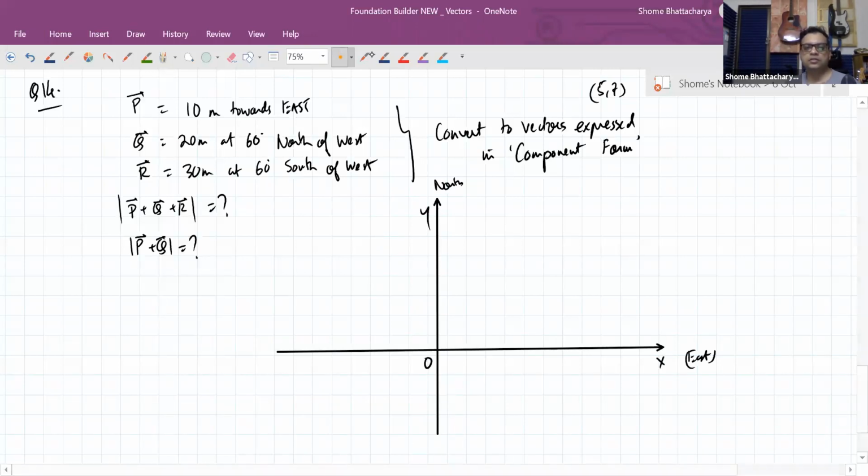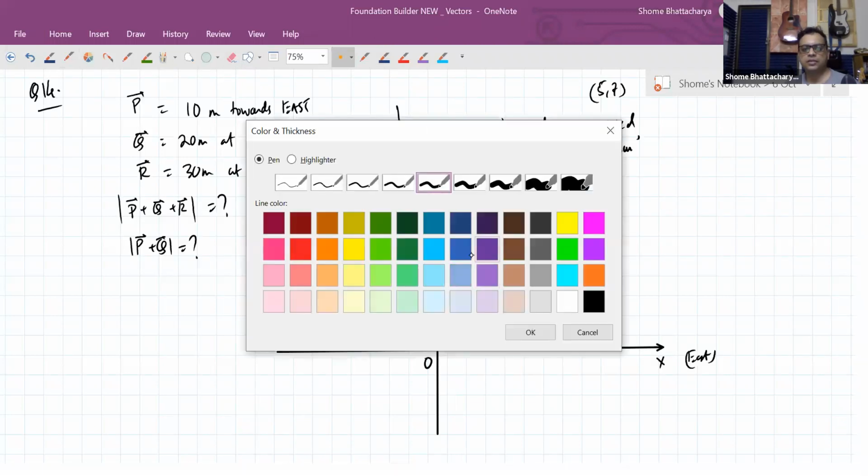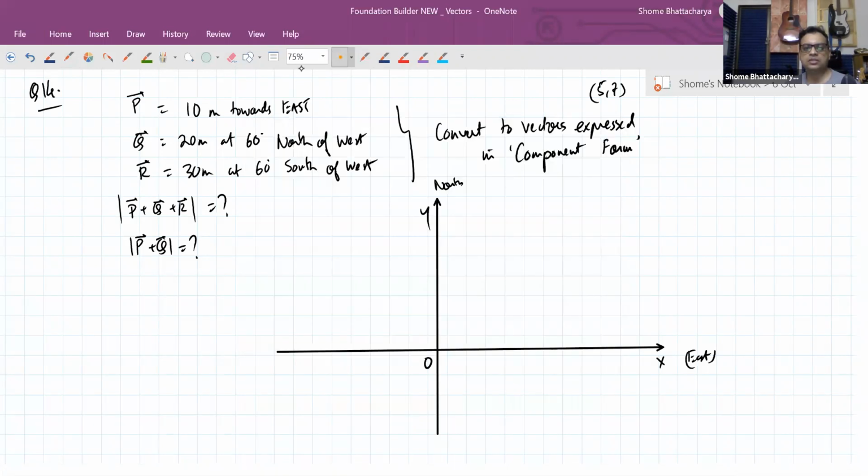So now let us first visualize the vectors themselves in this, then we will write them in component form. The vector P is 10 meters towards the east, so the vector P will look something like this, 10 meters towards east.